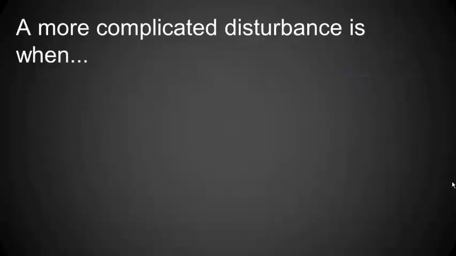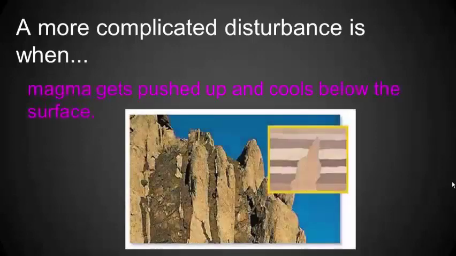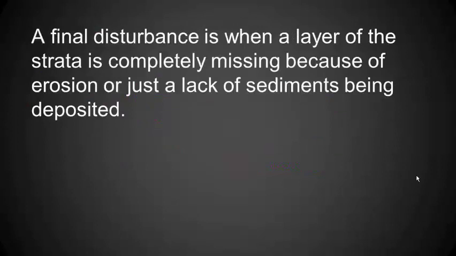All of those seem relatively straightforward, but a more complicated disturbance is when magma gets pushed up and cools below the surface. One last disturbance that we'll take a look at is when a layer of the strata is completely missing. And this is because of erosion or just a lack of sediments being deposited.